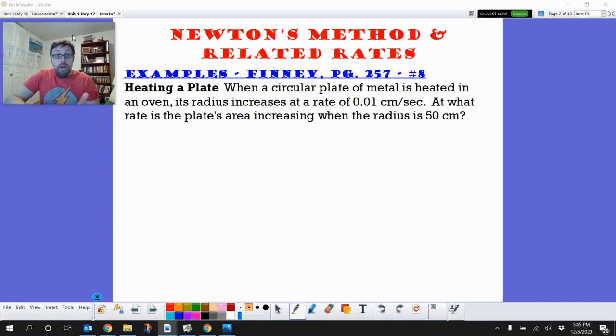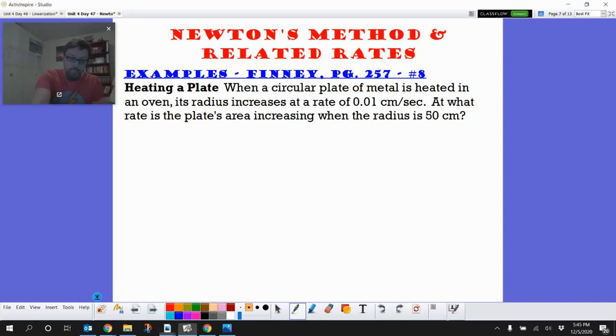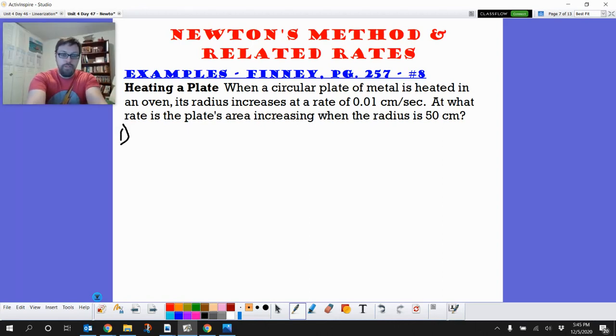All right, so we've got a heating plate. When a circular plate of metal is heated in an oven, its radius increases at a rate of 0.1 centimeters per second. At what rate is the plate's area increasing when the radius is 50 centimeters? Okay, so we first want to identify some variables of what's going on. So that is my step 1. I want something about radius. So I'll probably use R for the radius of the plate.